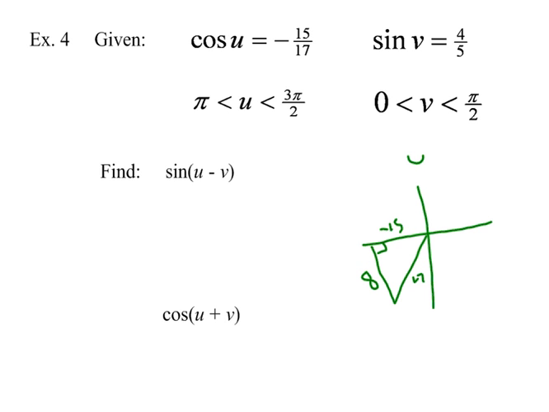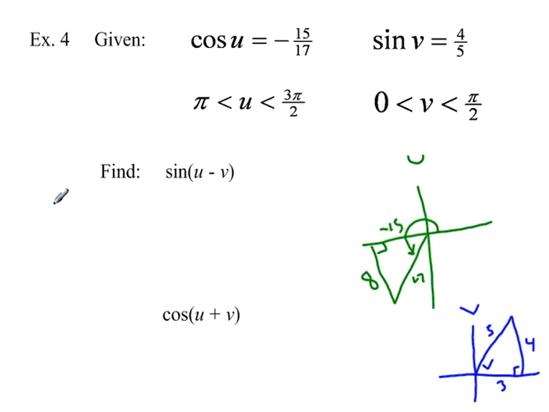V, which I'll put down here, is going to be between 0 and pi over 2. That means quadrant 1. And the sine of V is 4/5. And the Pythagorean theorem tells me the missing side is 3. Okay, so V is this angle right here. U is this angle right here. If we subtract these two angles, what would the sine of that new angle be?